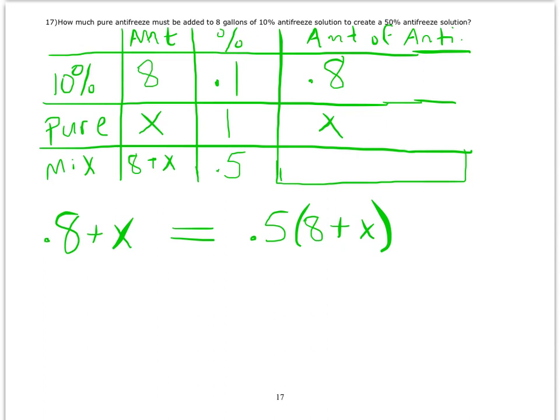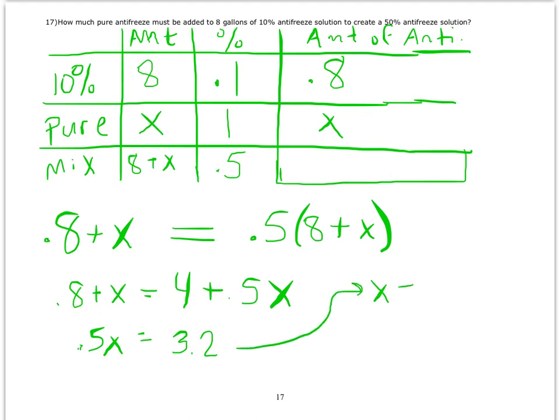So now I can just solve this equation. So I have 0.8 plus X equals 4 plus 0.5X. So if I subtract 0.8 from both sides, I get 3.2. Subtract a half X from both sides, and I get a half X. So 3.2 divided by a half is 6.4. So we get X is 6.4 gallons of pure antifreeze that needs to be added.